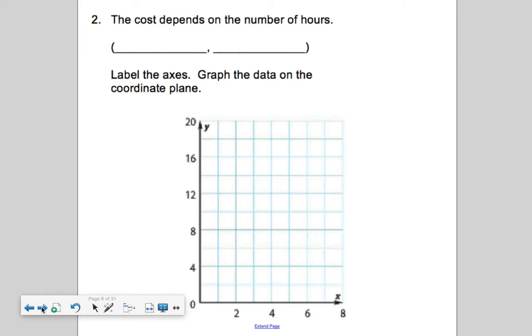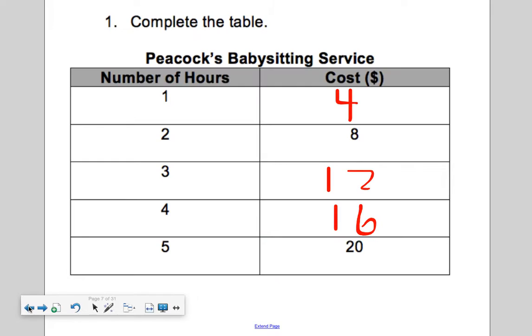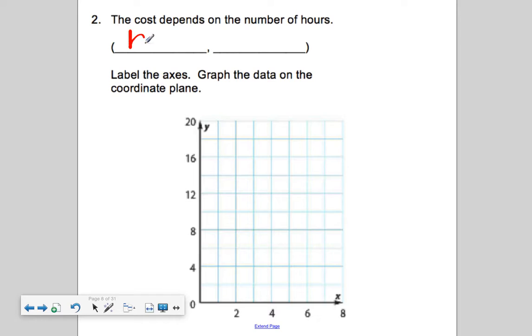The cost depends on the number of hours. So if we turn this table into ordered pairs, if you forgot how to graph ratios, go back to our past lessons. So it's hours and cost.